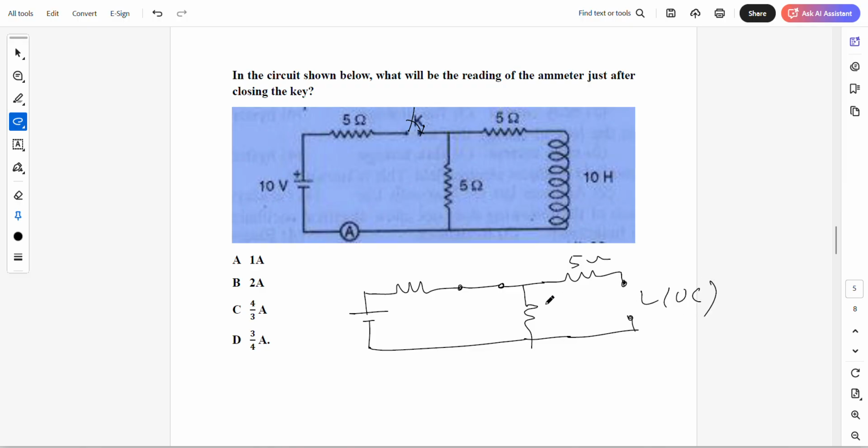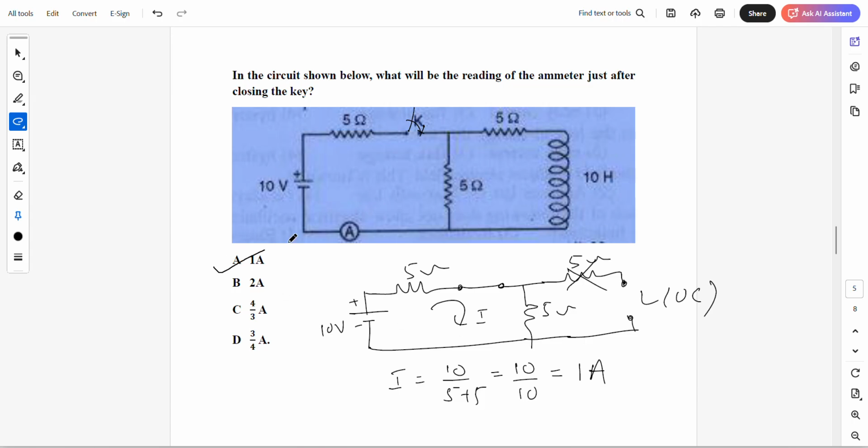Therefore, this is 5 ohm, this is 5 ohm, and this is a 10 volt source, plus and minus. No current flows here. I is nothing but V by R, 10 by 5 plus 5. These two are in series. 10 by 10 is equal to how many ampere?